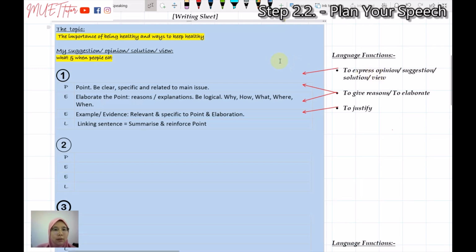Now let's start developing our first point. For our point, use clear and specific words so your audience can keep that in mind when following your line of arguments.